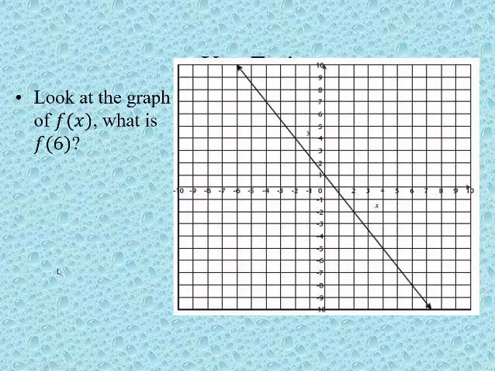Let's do another one. Look at the graph of f of x here. Okay, what is f of 6? Well, in this case, go over to 6 for x, and then look down at the graph. Where does it hit? This one is also -8. So this graph is telling you what all the ordered pairs are, like so.